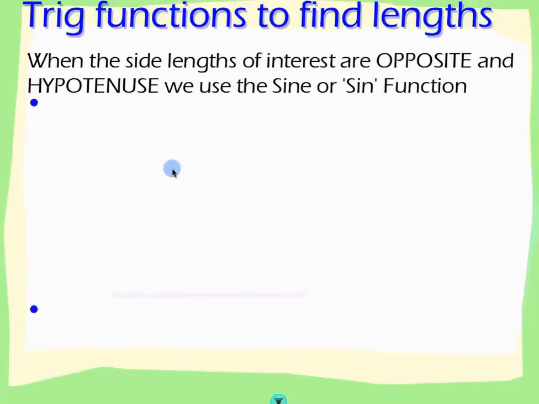Trig functions are used to find lengths, or more specifically the ratio of lengths, or how one length of a triangle side changes compared to another length. When the side lengths of interest to us are the opposite side and the hypotenuse, we use the sine function.